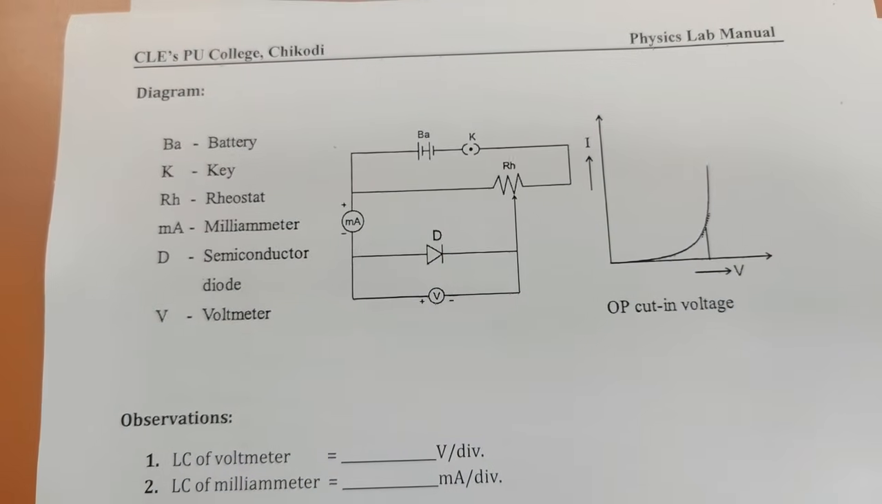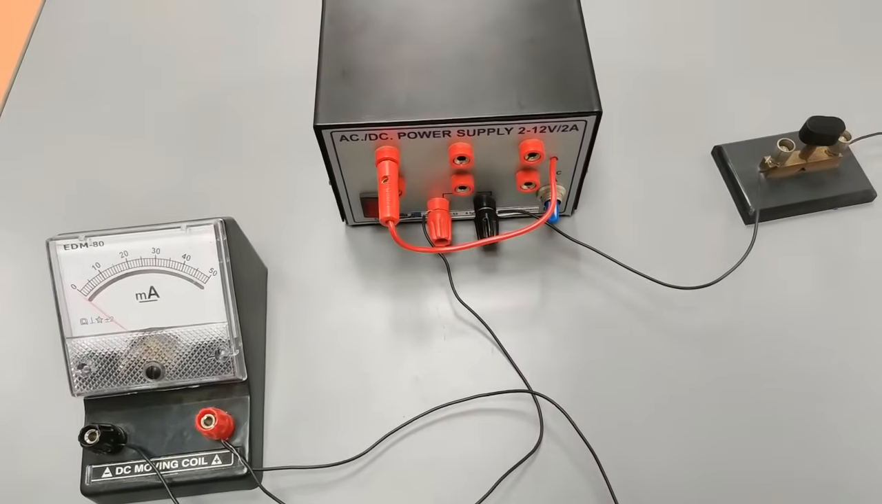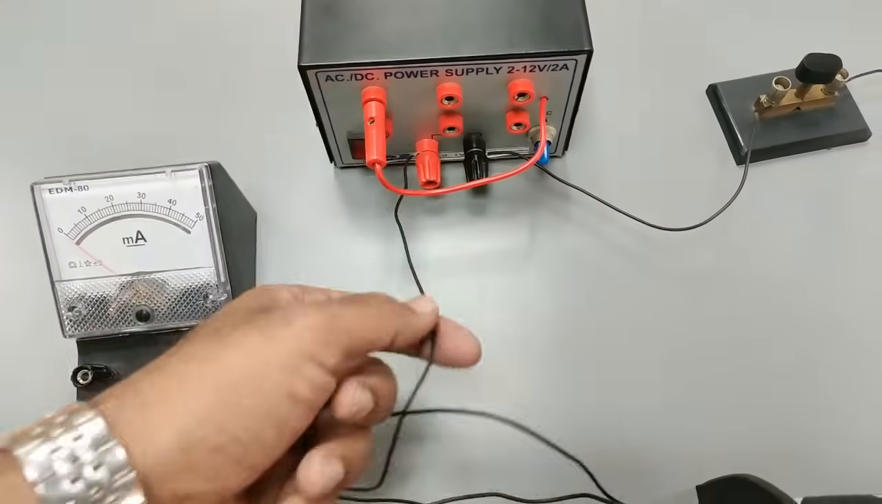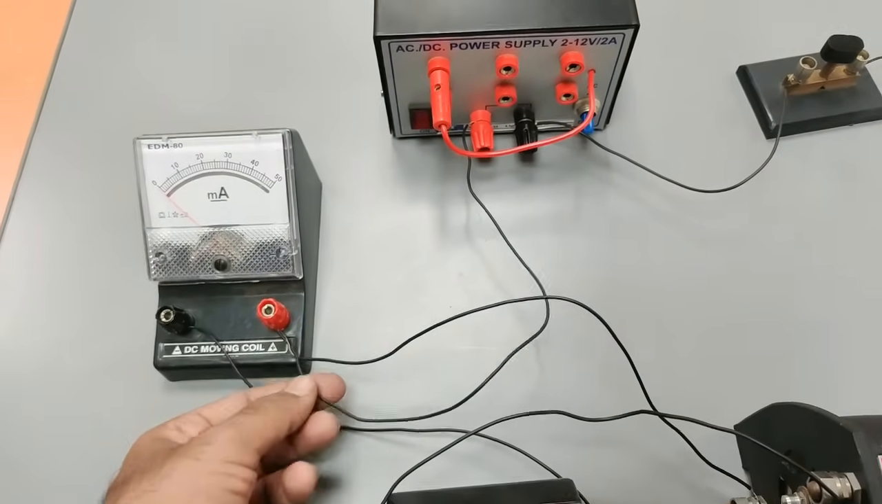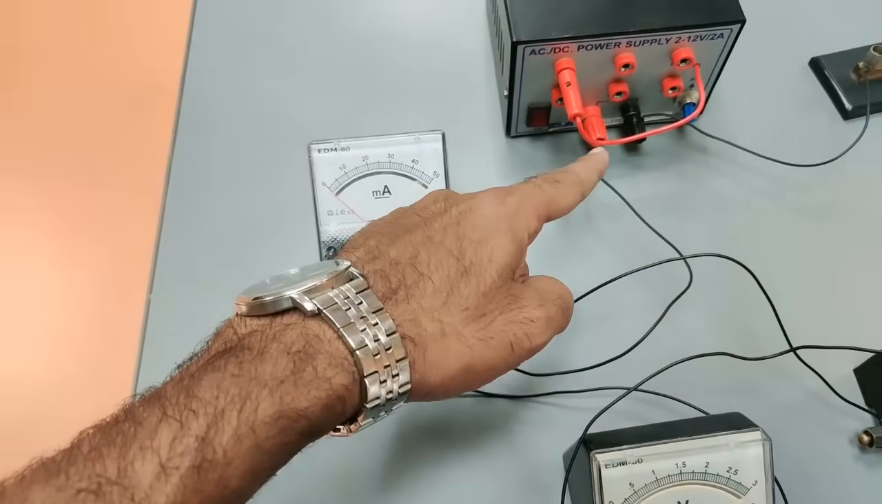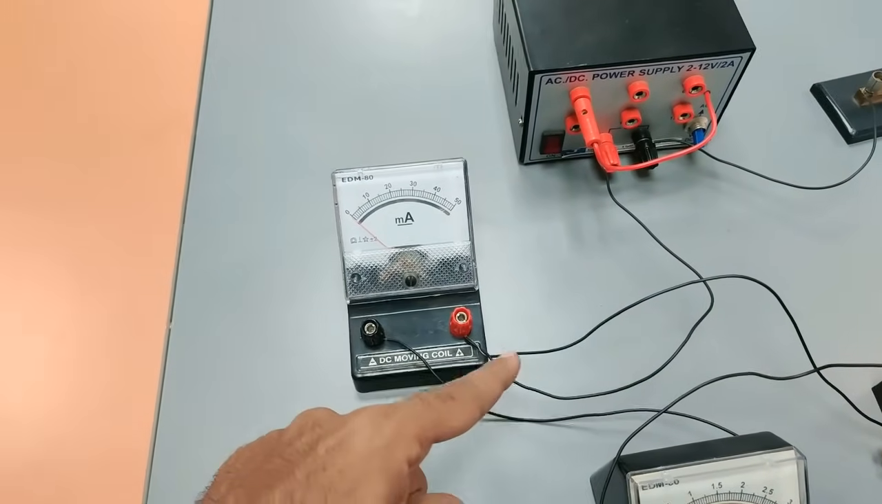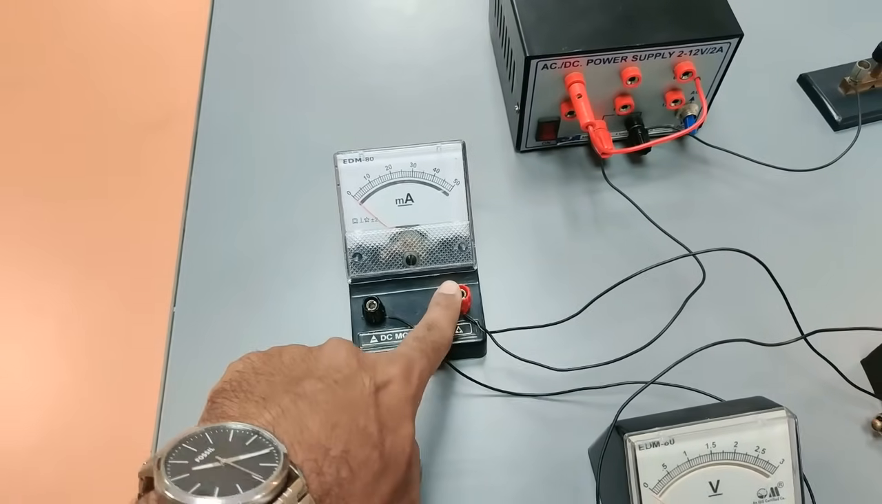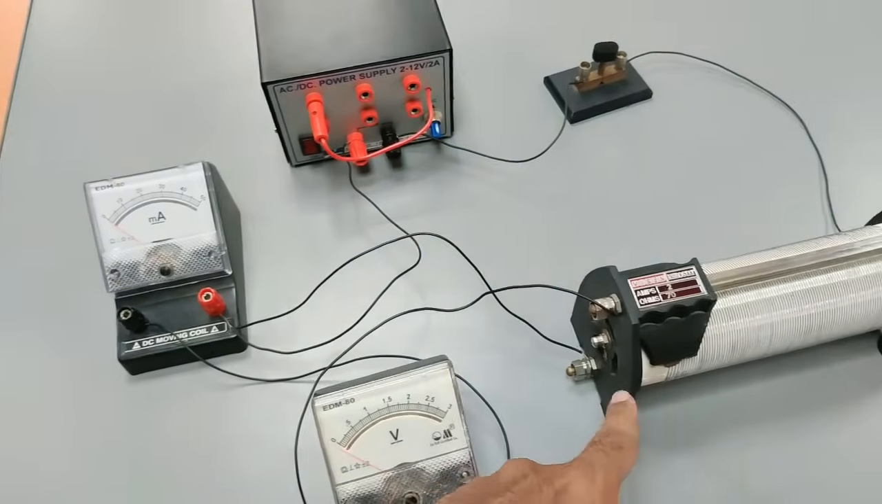Okay, let us check the circuit connection now. Okay, now you just check the circuit connection. Start from the positive of the battery. So this is the positive of the battery. The positive of the battery is connected to the positive end of the milliammeter. This is the battery positive, and this battery positive is connected to the positive of the milliammeter. From the same positive terminal of the milliammeter, we are going to connect the lower end of the rheostat.